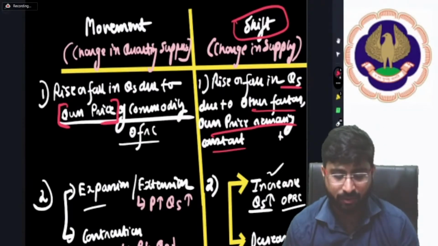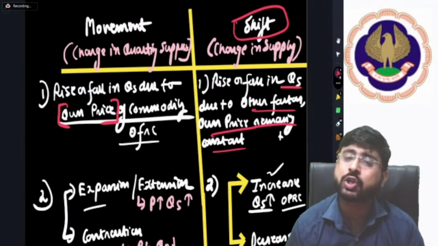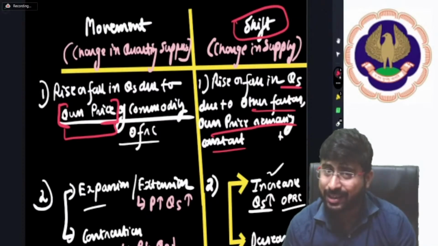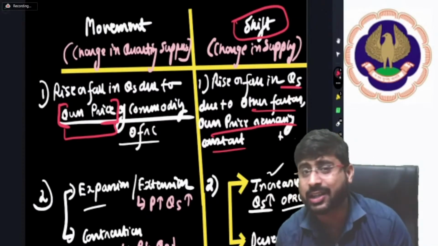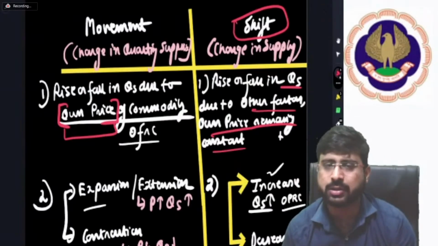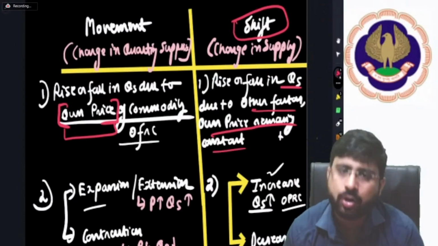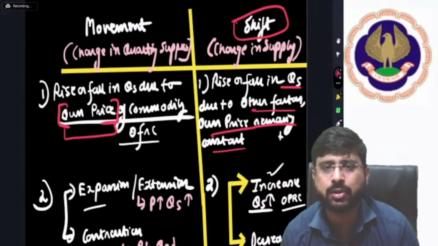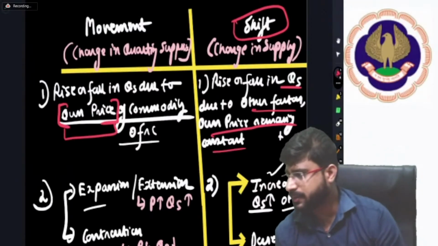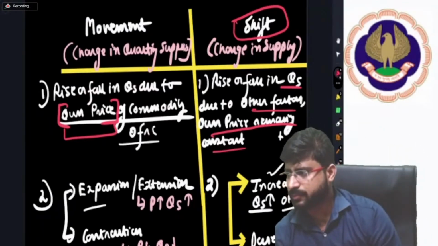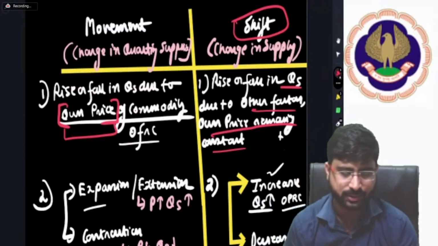So remember, when we talk about movement, it is due to own price. Shift is due to other factors, own price remaining constant. Is that so, sir? Yes, that is so, sir.